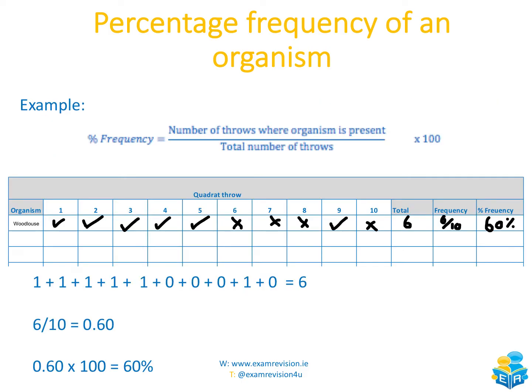Now, what's that going to look like here? Well, in this particular example, a woodlouse was present on 6 out of the 10 throws, so the frequency was 6 out of 10, times that by 100, and I got 60%. If we were dealing with grass, we might have had something like that. So it was present 9 times, the frequency was 9 out of 10, so times that by 100, we had a 90% chance of getting it on our next throw. So it doesn't matter what the particular organism is, plant or animal, count the number of throws it was present, divide by the total number of throws, and times by 100, that will give you your percentage frequency. So there's a 60% chance that we're going to get a woodlouse on our next throw, but a 90% chance that we're going to come across grass.